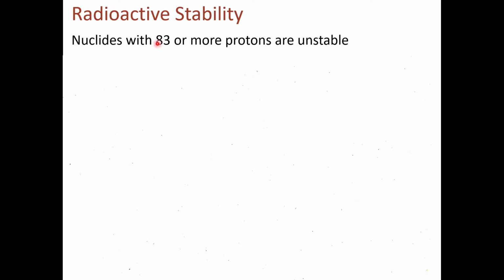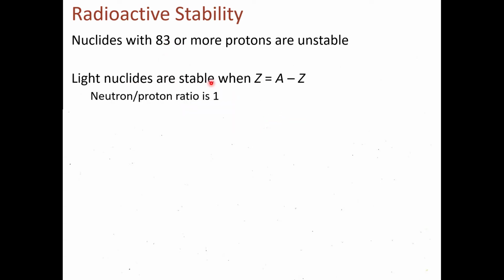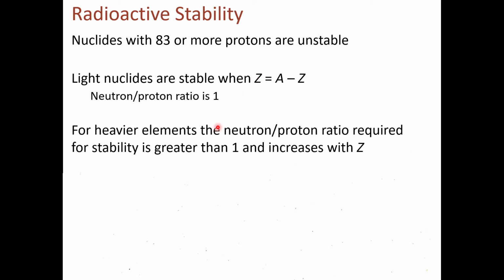First thing we want to discuss about the different isotopes is their stability. Any nuclide with an atomic number of 83 or more is going to be unstable, which means the nucleus will be vulnerable to nuclear decomposition to smaller atomic numbers. Lighter nuclides will be stable when the number of protons equals the number of neutrons. The ratio between number of protons and neutrons is 1. And for heavier elements, in order for the nuclides to be stable, that ratio will tend to go higher than 1, up to like 1.5.